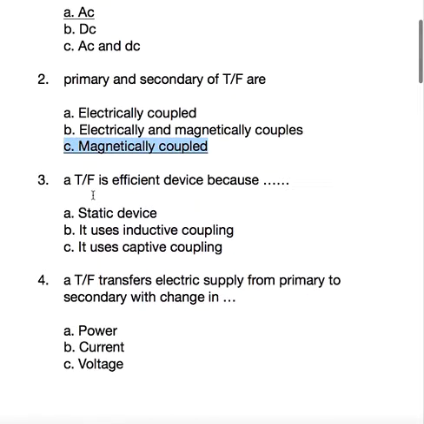A transformer is an efficient device because, as we know, induction motors and other electrical equipment have a rotating part, and there will be a huge amount of losses, so most motors' efficiency lies between 60 to 75%. But in the case of a transformer, there are no moving parts, it is a stationary part, so the efficiency will be high. The losses will be less compared to motors. So its efficiency is high because it is a static device. It does not consist of any moving parts.